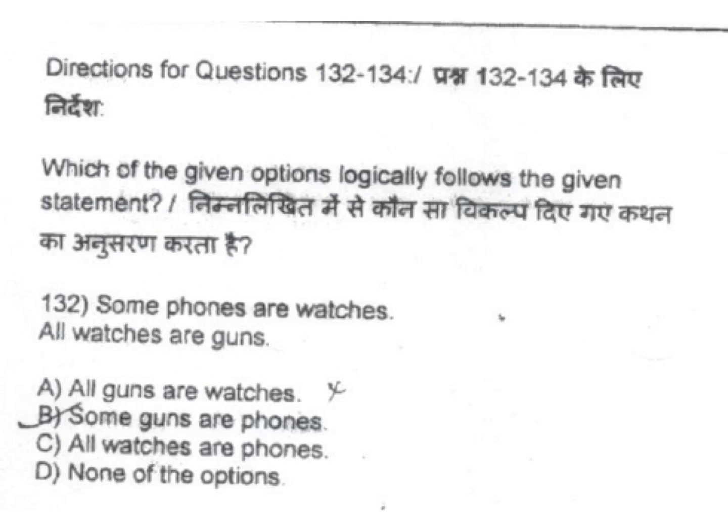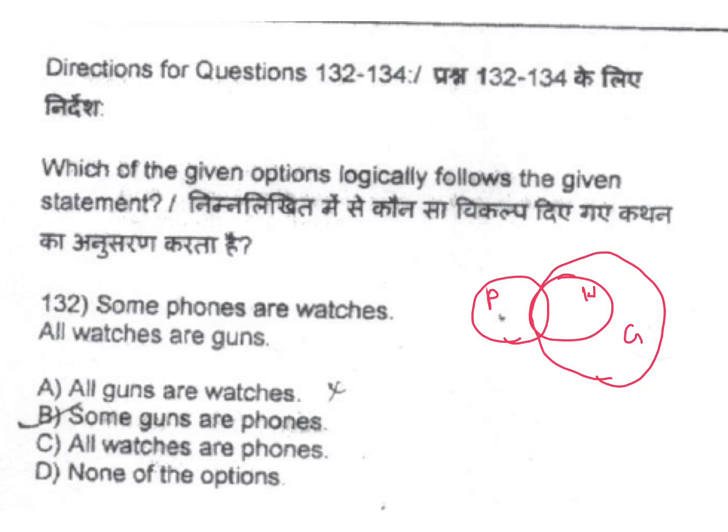Some phones are watches, all watches are gone. P for phone, W for watches, G for gone. Then all guns are watches, gone here, watch here. Not a 100% case. Some guns are phones. Yes. All watches are phones. None of the above. So B is the answer.